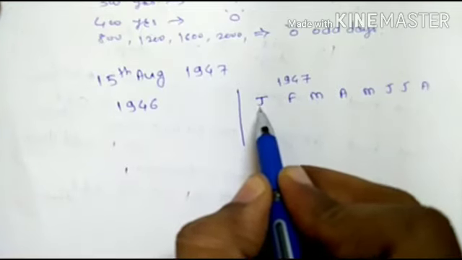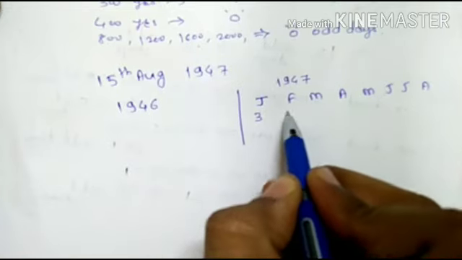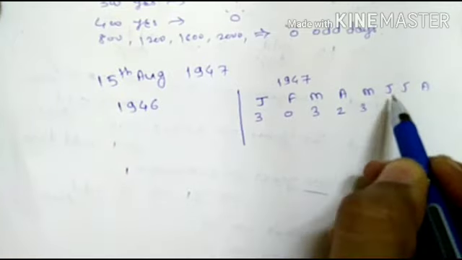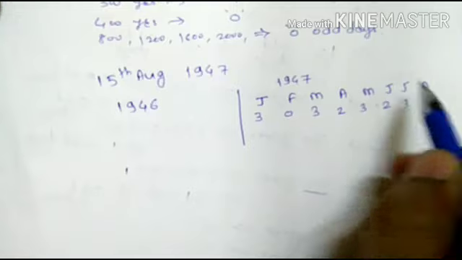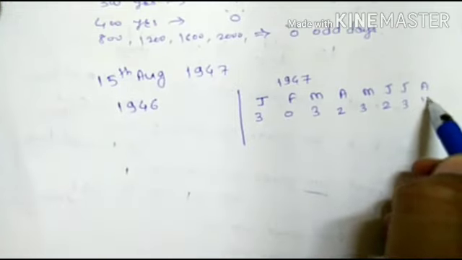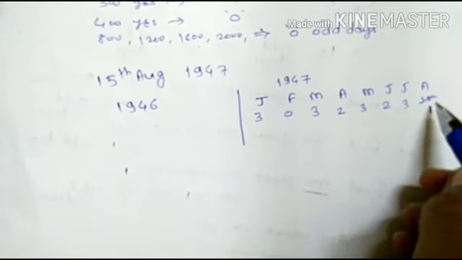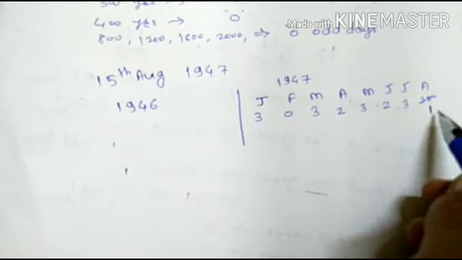In January there are 31 days, so 3 odd days. In February, as it is a non-leap year, there are 0 odd days. In March 3, April 2, May 3, June 2, July 3, and in August, 15 August is asked, so 15 August means 1 odd day. After dividing by 7, we get remainder 1, so this remainder is our odd day.